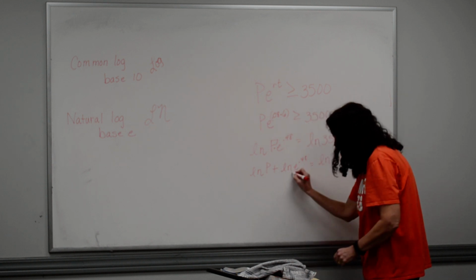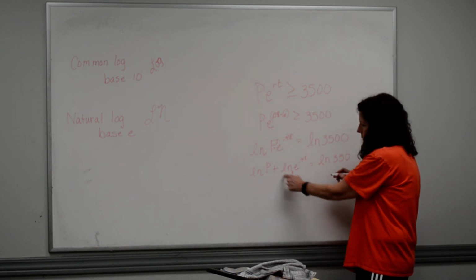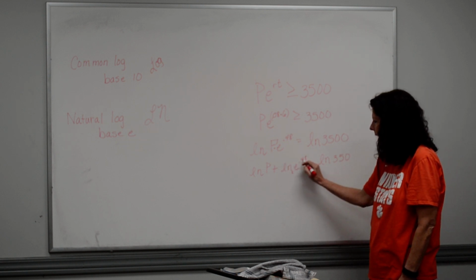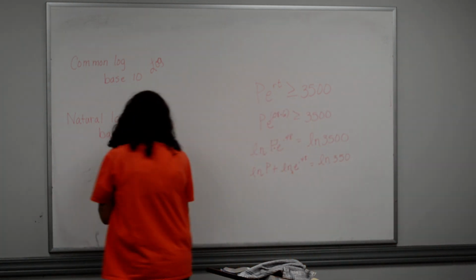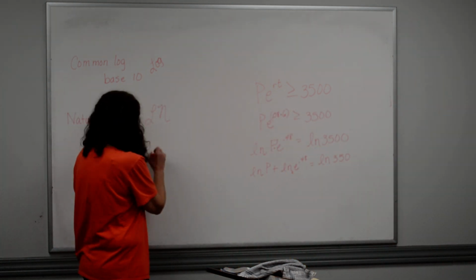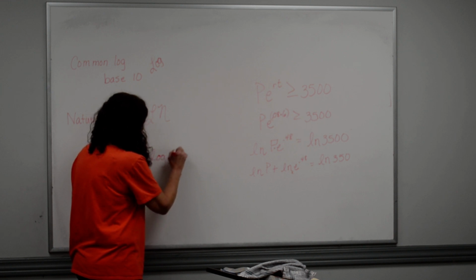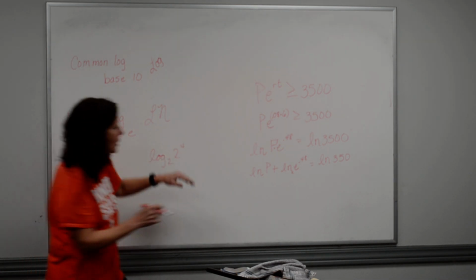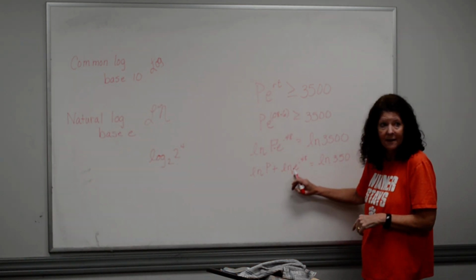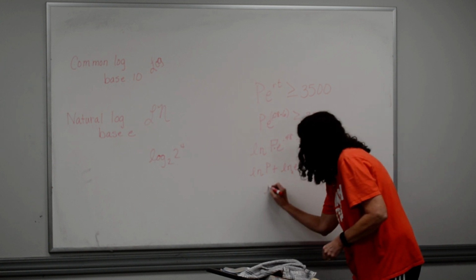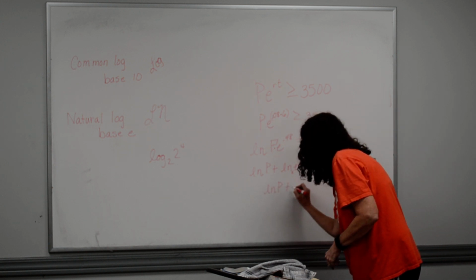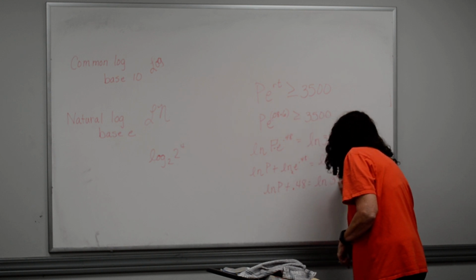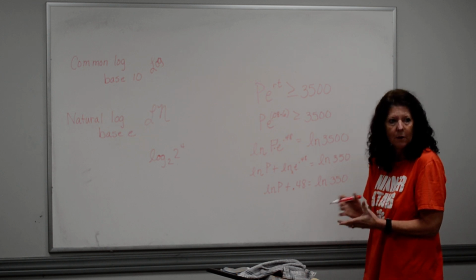They know that if this has a base of e, what is this equal to? If I had e to the 1.4, what would that be equal to? 1.4, right? The exponent. So if it's a natural log, the base is e, so these two things match. So I have the natural log of P plus 0.48 equals the natural log of that. Okay, you with me so far?